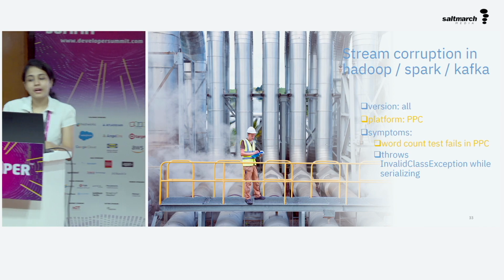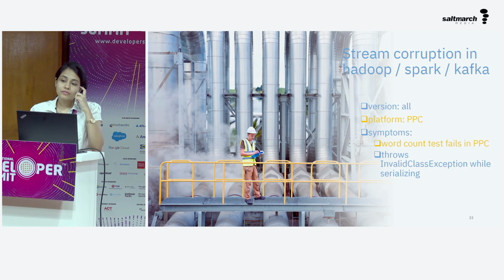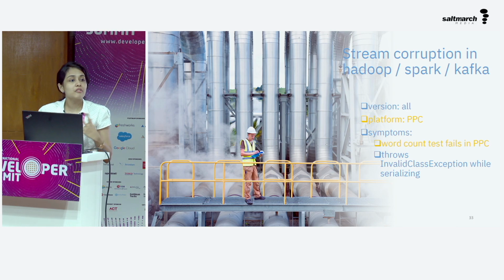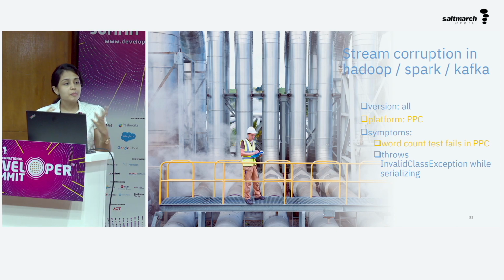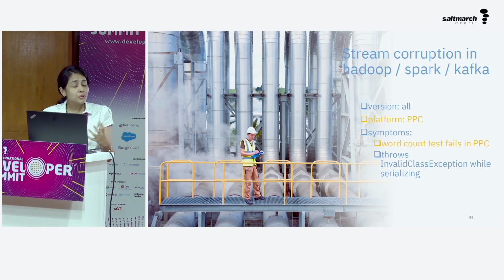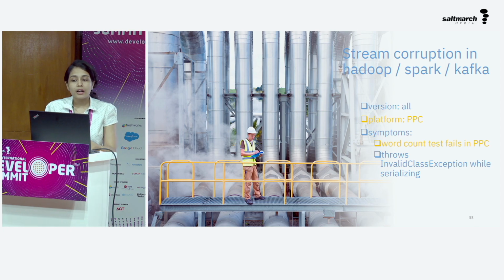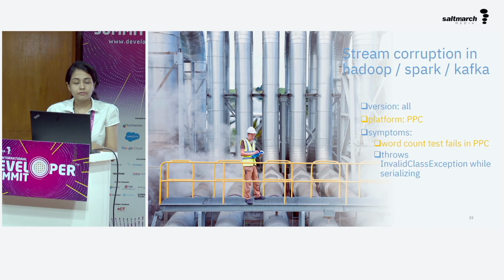So the next one is stream corruption in Hadoop, Spark, or Kafka. This issue was noted in PPC or Power PCs. Power PCs are very powerful, similar to supercomputers, which can perform massive parallel computing. So obviously a customer would purchase it to bring down their cost or to perform massive parallel computing. We know that the Apache framework is for stream processing and distributed computing. So the story goes like this.